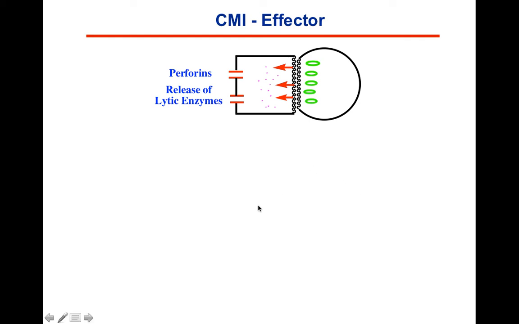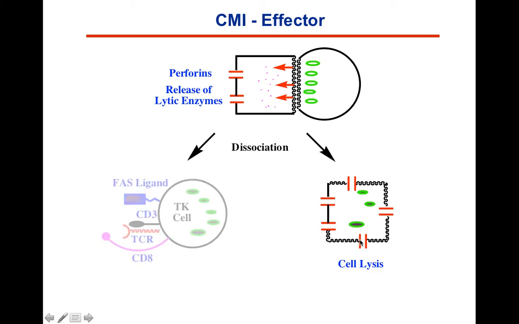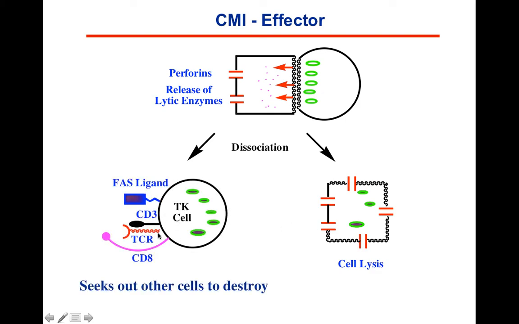Now when this happens, these perforins and lytic enzymes work. The perforins form channels within the membrane. The lytic enzymes go about destroying proteins, and as a consequence, the T cell will move away from the cell it dumped this stuff onto. That cell will lyse further and be destroyed, and then the T killer cell is going to go out and seek another cell to destroy, and they can do this multiple times before they kind of wear out and die.